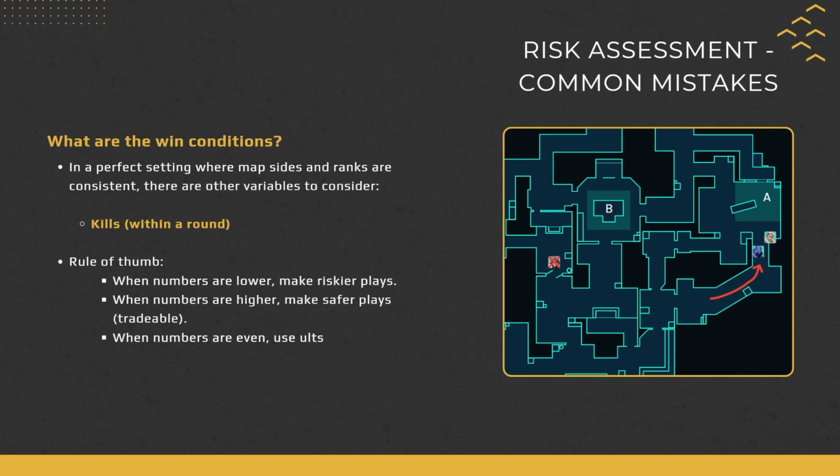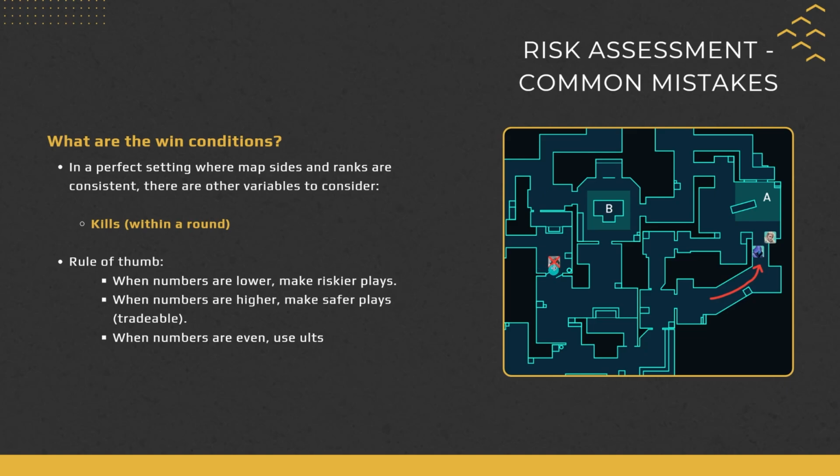If your numbers are higher, you can make safer plays, making sure that you're more tradable. And last but not least, if the numbers are even, if there's any ults in play, you're more than welcome to use them to get that advantage. So in this example over here, we're going to look at one area over it. Let's walk through it pretty simply. Let's say, for example, it's a 3v3. And what ends up happening is you decide to leave your KJ over. You insert a lurk and your KJ stays back, but they die. What ends up happening is now we have a 3v2.